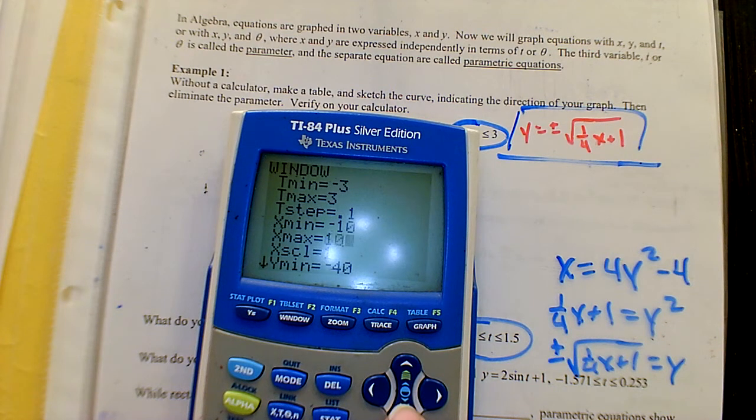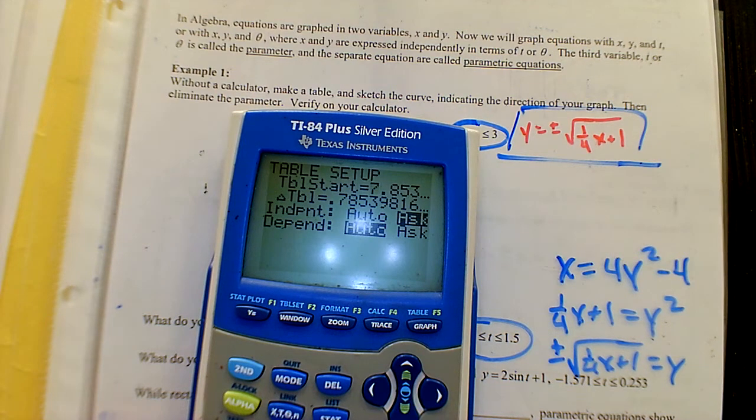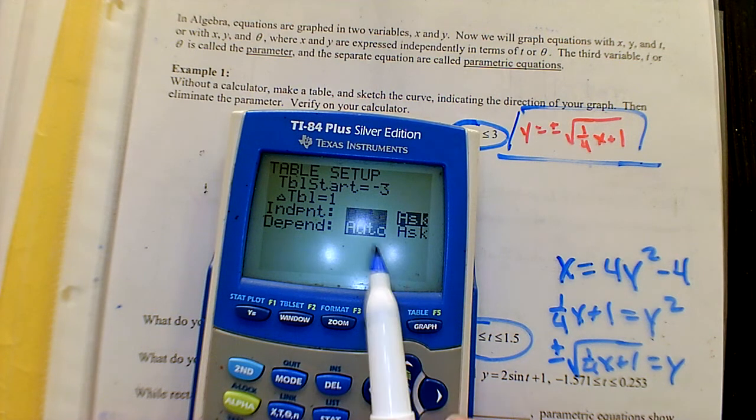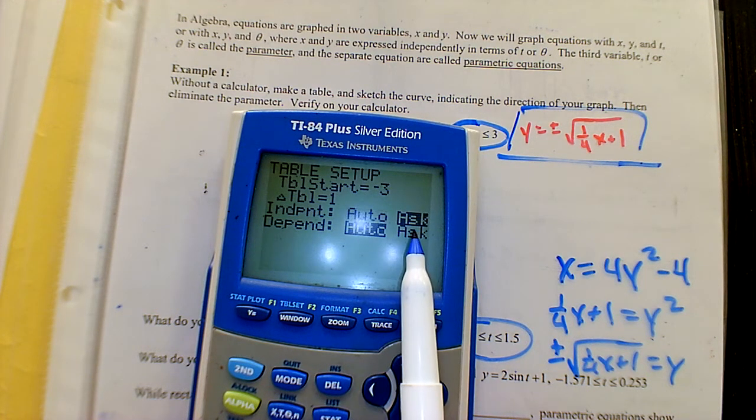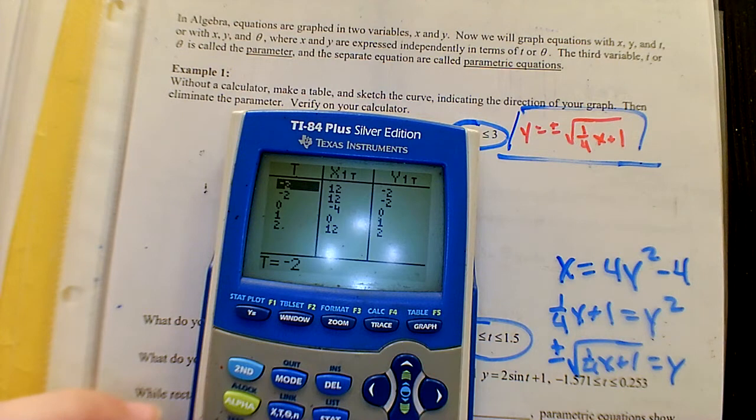Then the t step was 1, like the one above, and in the table set I had it start at -3 and go by ones. Do you have it set to auto or ask? I had the independent set to ask and the dependent is auto. Gotcha. So it gives us that, which is not the same table we had above when we wrote out the table.